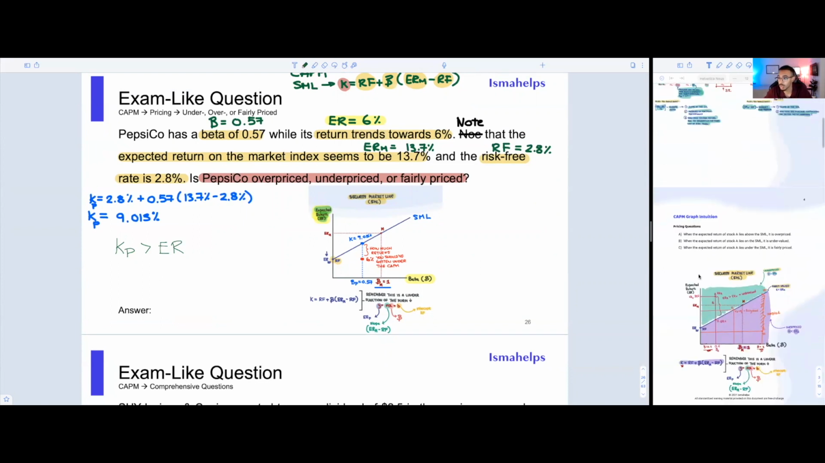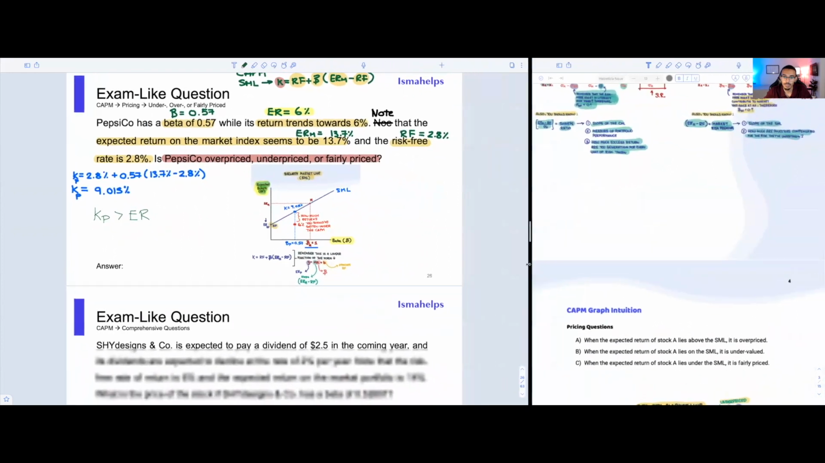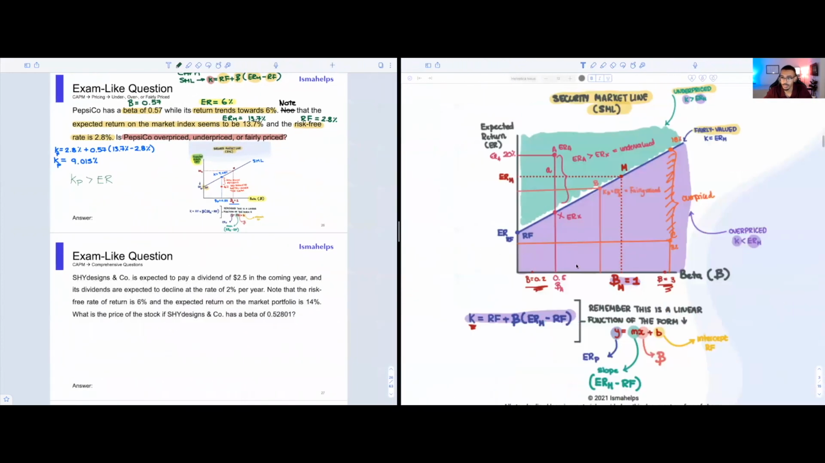This is telling us that what we got from our CAPM formula is actually bigger than what we got as an expected return on this asset. This is really, really interesting. This means that your required rate of return is bigger than the expected return on Pepsi right now. And if we could use our thing here, it would mean that K is bigger than ERM, right?